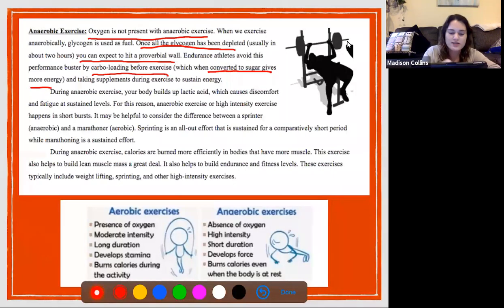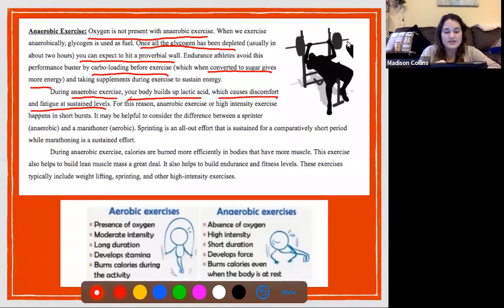During anaerobic exercise, your body builds up lactic acid, which causes discomfort and fatigue at sustained levels. So that's the reason why if you ever run really, really fast, you might start to get a leg cramp. Okay, that is lactic acid building up in your muscles.